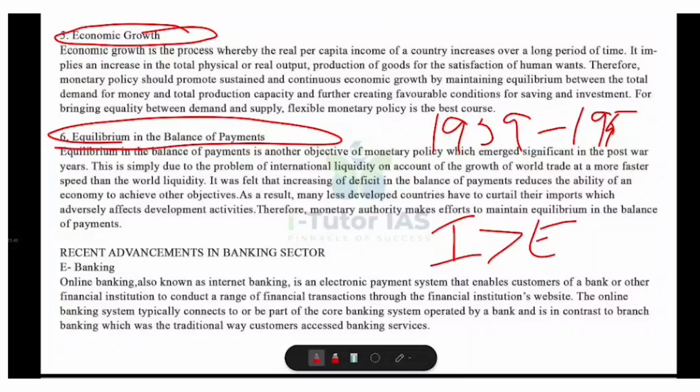So to avoid this problem, the monetary authority like RBI tries to use its policy tools to bring balance in the inflow and outflow of foreign currencies. For example, it may tighten credit to reduce imports or encourage exports by making the domestic economy more competitive. So maintaining this equilibrium is important, because if the balance of payment remains stable, it helps the country achieve its other economic objectives like growth and price stability without disruption.